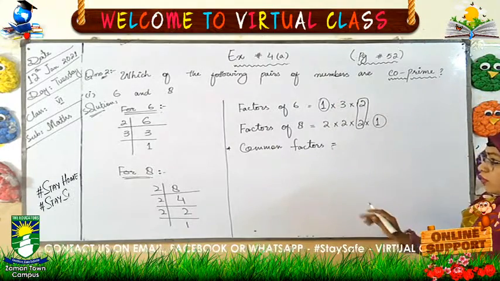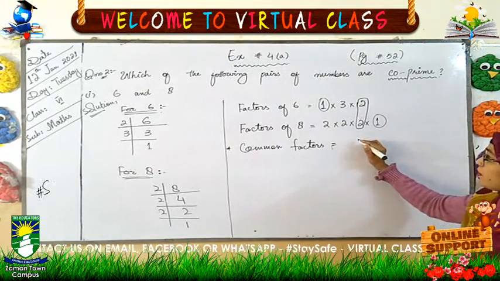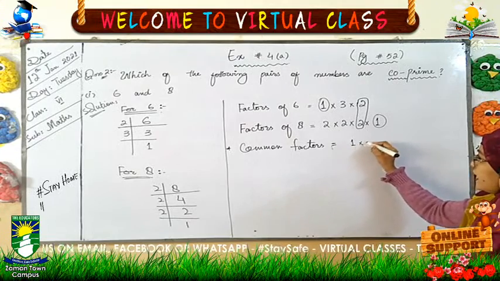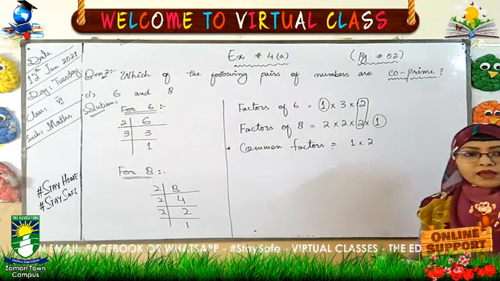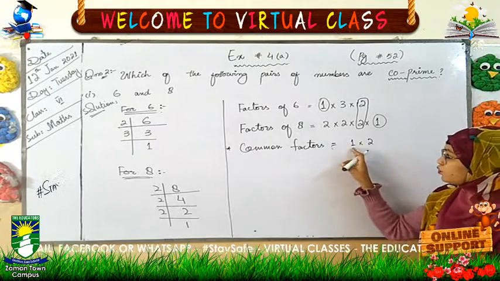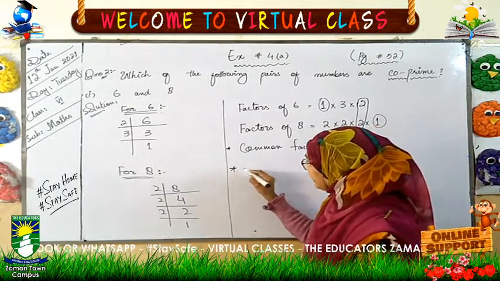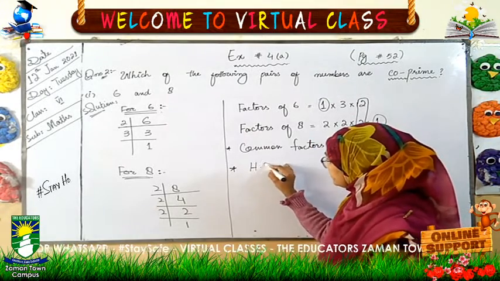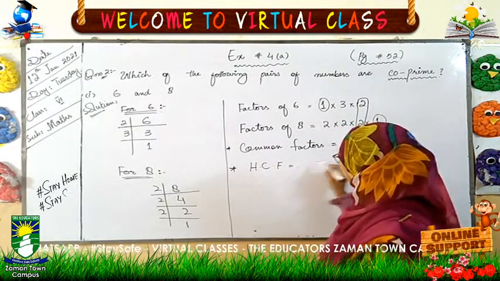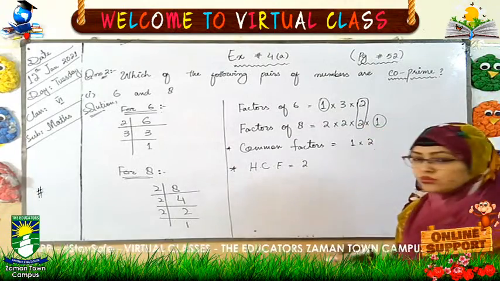So how many common factors do we have? We have 2 common factors, 1 and 2. That's why the HCF will be equal to 2 ones are 2.